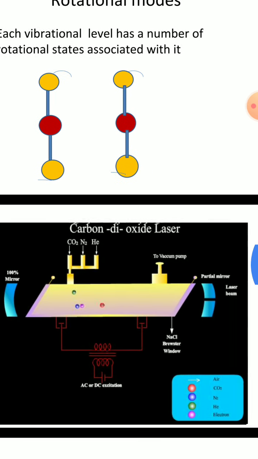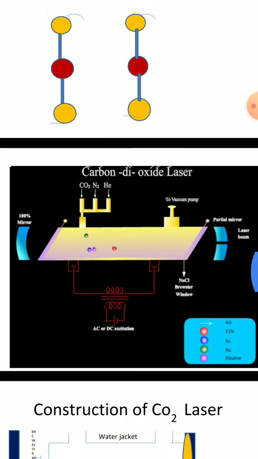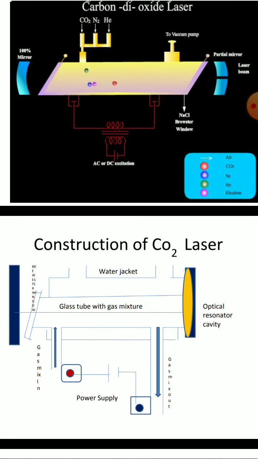This is the industry diagram of a carbon dioxide laser. Here you can see the 2 optical resonator cavities, the glass tube, and the CO2, N2, H2 and helium gas mixture being pumped into the system, and finally the simplified CO2 laser model you can see here.